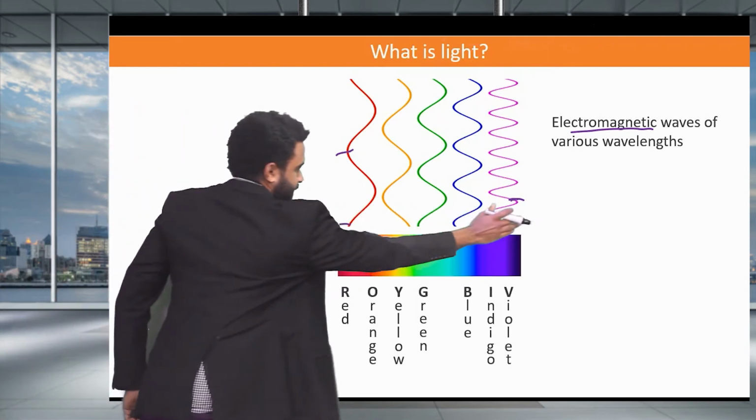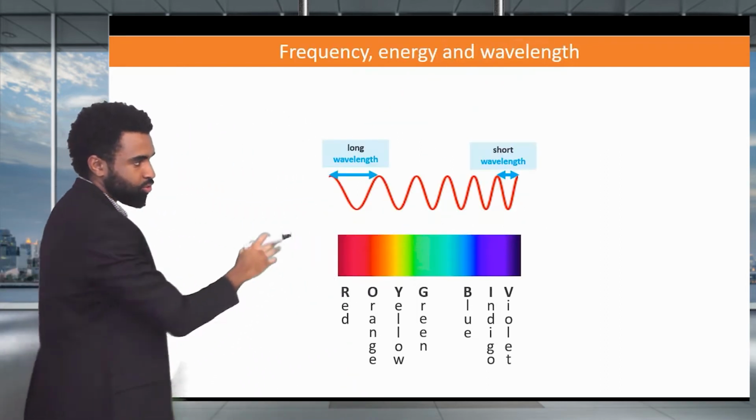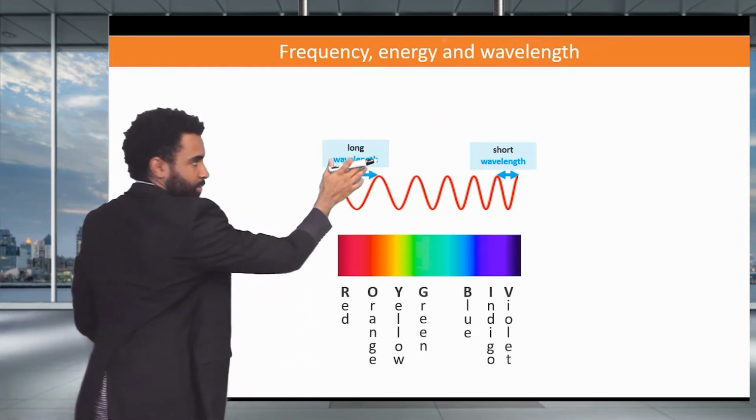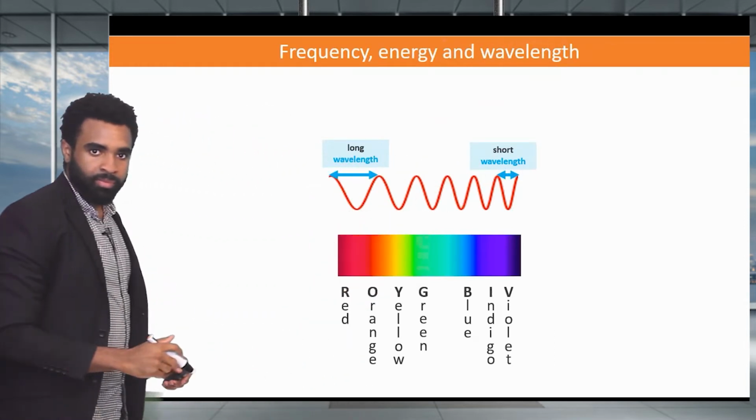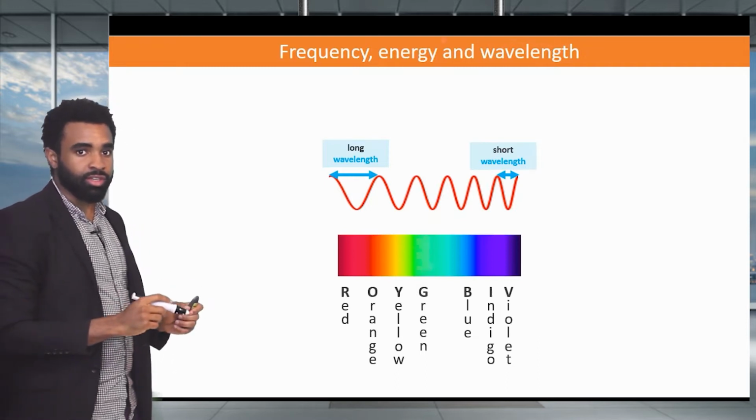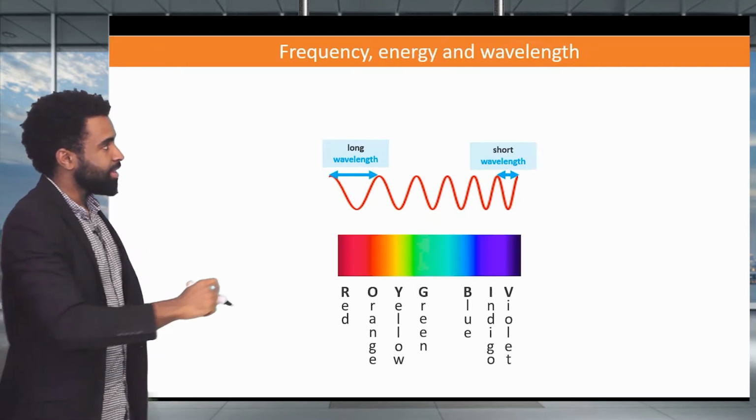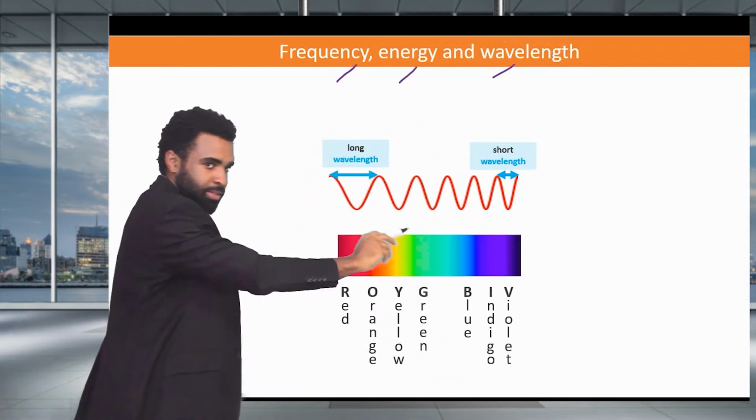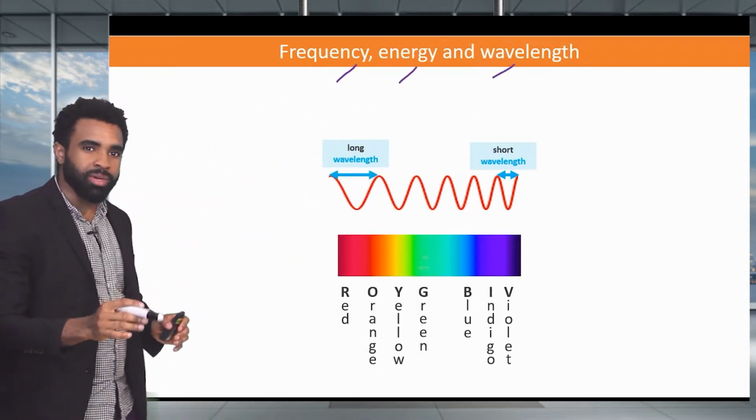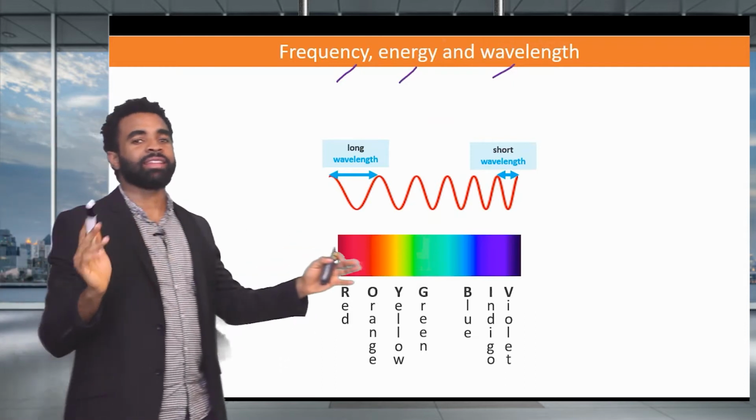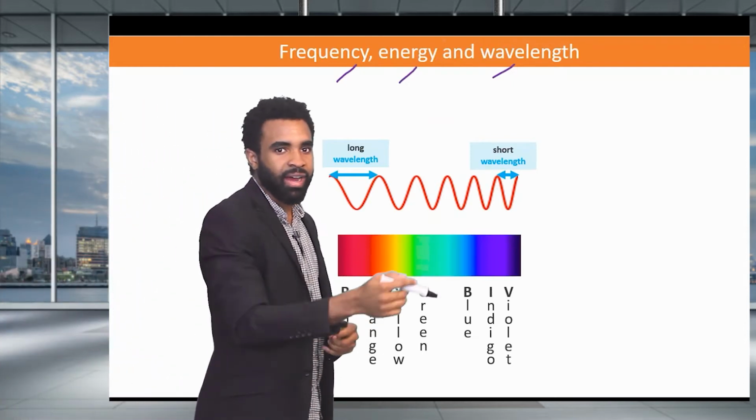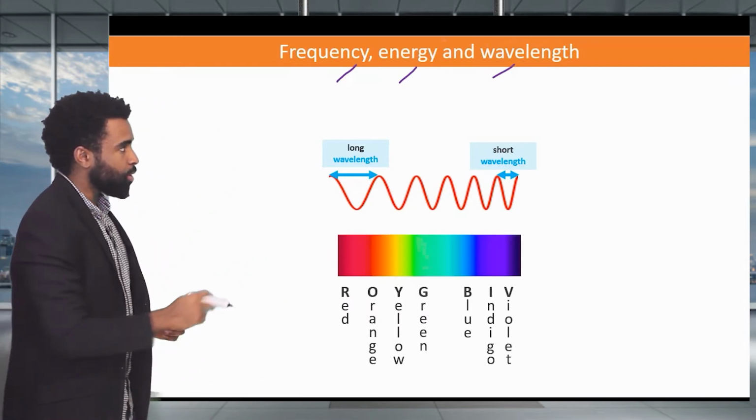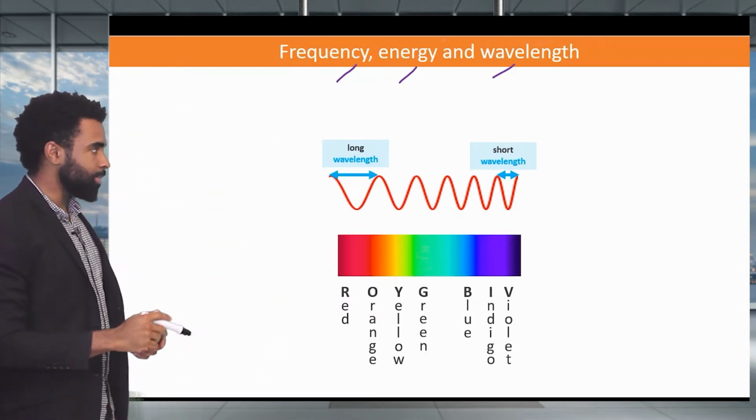Instead of representing each of the individual waves like that, we can just represent them as a single wave. And here we have a long wavelength and a short wavelength. The important thing the IB is interested in your knowing here is the relationship between the frequency, the energy, and the wavelength of different waves. They don't care too much that you know exactly what an electromagnetic wave is, or that you can define it as a vibration of magnetic fields and all that fun stuff. All they care about is this relationship. So let's talk about it.